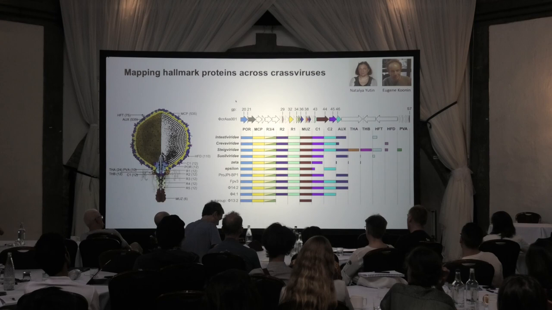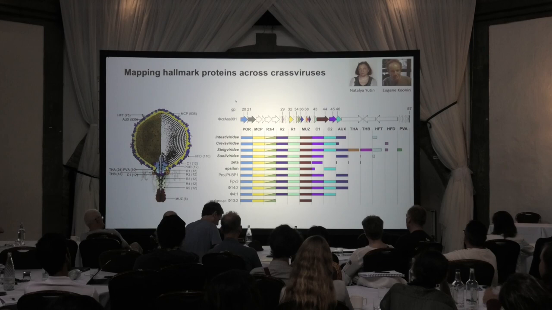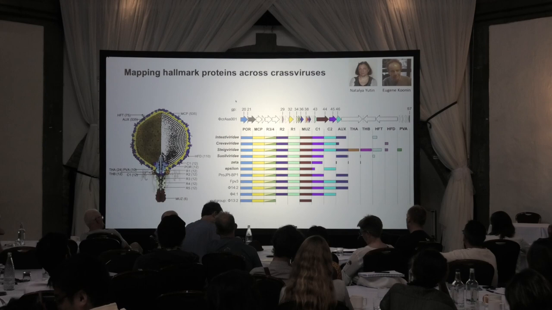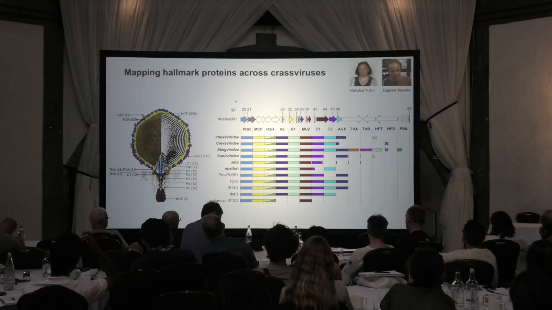So in future work, we'll hopefully fill in some of these gaps and try to understand why they're not present, and whether they are structural hallmarks for the order as a whole, or not. And then lastly, the head fiber proteins, and some of the proteins which I haven't spoken about, which are responsible for binding the tail fibers, these seem to be more specific to the family that crassvirus 01 belongs to.